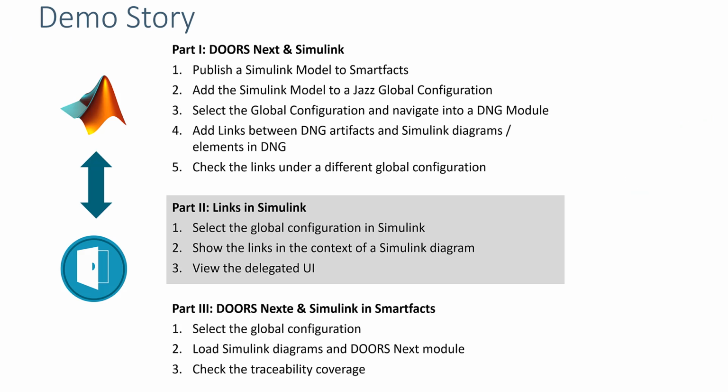Now, of course, we want to see those links also in Simulink, right? OSLC links are bidirectional, so you can add them from the Simulink side, you can add them from the DOORS Next side, but you always want to see them from both sides. And of course, we have to add the functionality that you also set a global configuration inside Simulink. We've done that. We want to see all links of a diagram, and then we want to see the delegated UI of the other side of the link. So let's see how that works in Matlab.